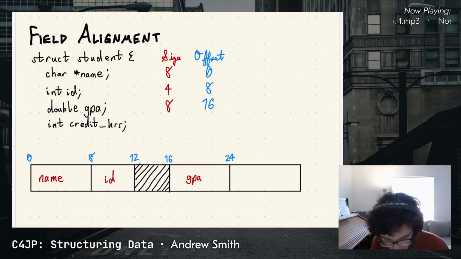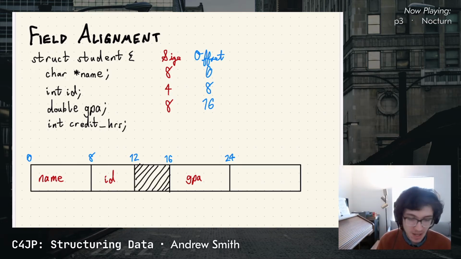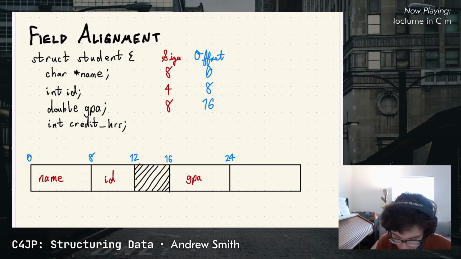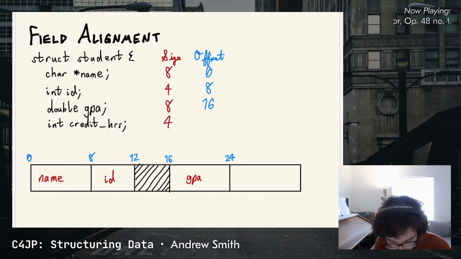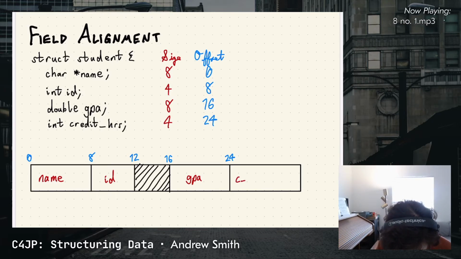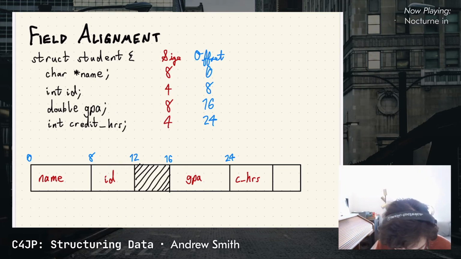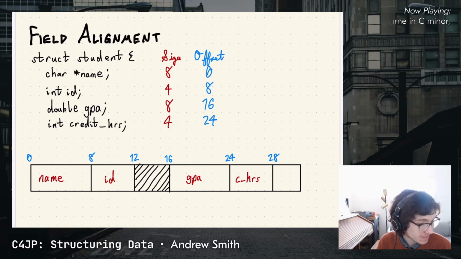There we go. Okay, so our credit hours, this is an integer, so it needs to be aligned on a 4-byte boundary. And so what I'm going to say is, okay, my credit hours now are going to be on a 4-byte boundary. My current offset is 24. 24 is a valid multiple of 4. And so I can just dump credit hours right here, occupying 4 bytes, so spanning till address 28. And so we can do this. Great.